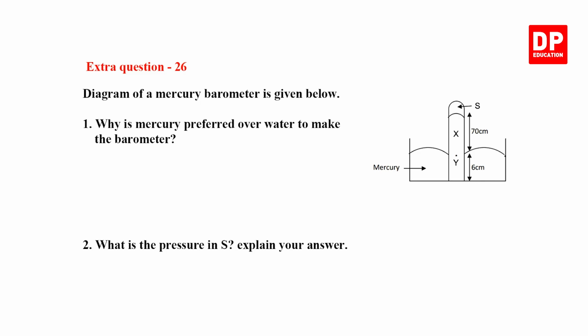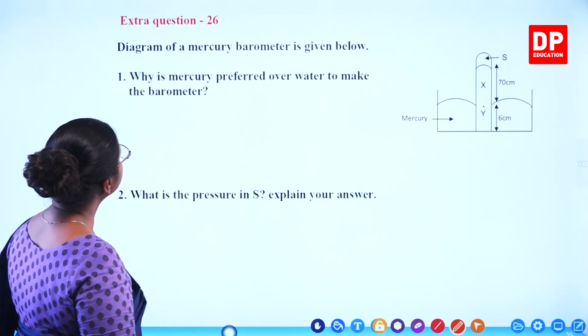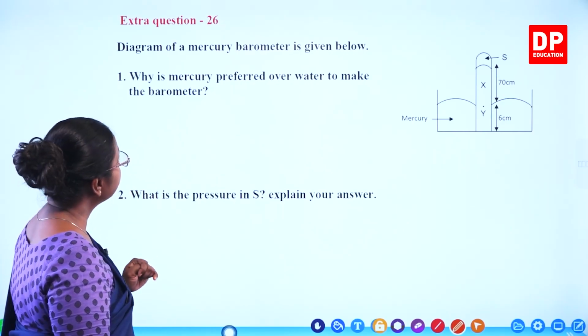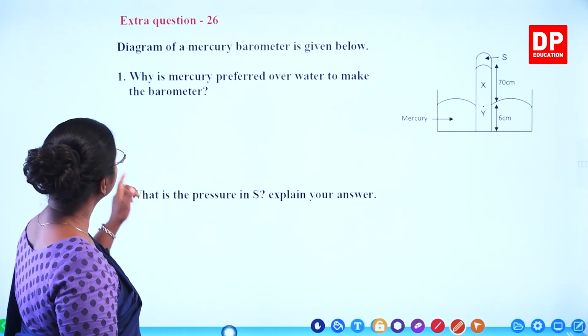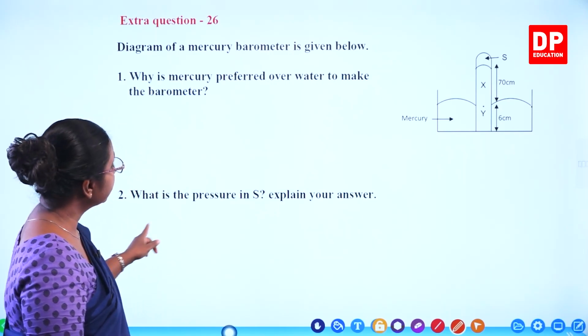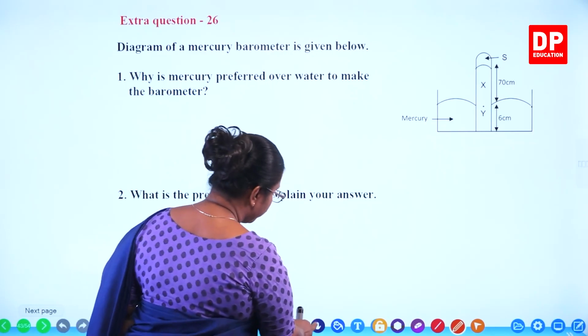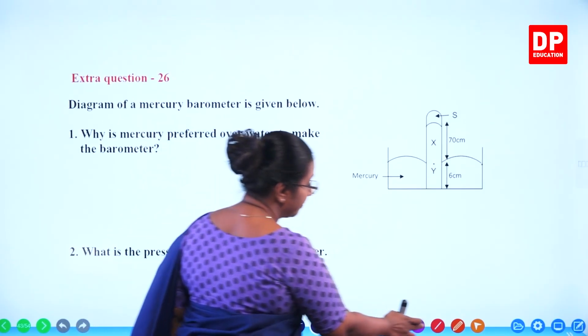Extra question 26. Diagram of a mercury barometer is given below. Why is mercury preferred over water to make the barometer? What is the pressure in S? Explain your answer. So, to do that, we will first look at the barometer.